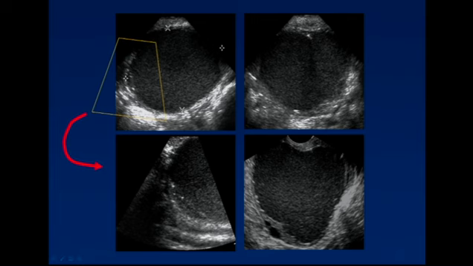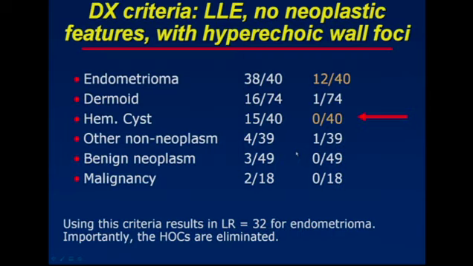Now, this doesn't happen only in endometriomas, but the good news is that these things do not happen in acute hemorrhagic ovarian cysts. So if you use a diagnostic criteria of the presence of low-level echoes, the absence of neoplastic features, and hyperechoic wall foci, you're only going to capture about 30 to 40% of endometriomas, because most endometriomas don't have these hyperechoic foci.